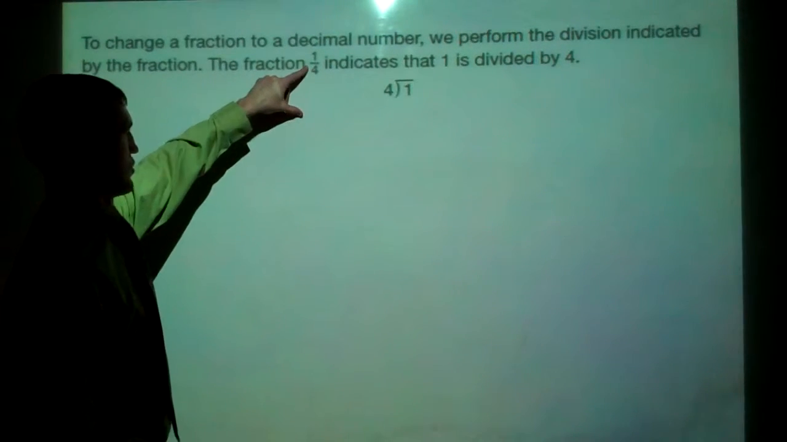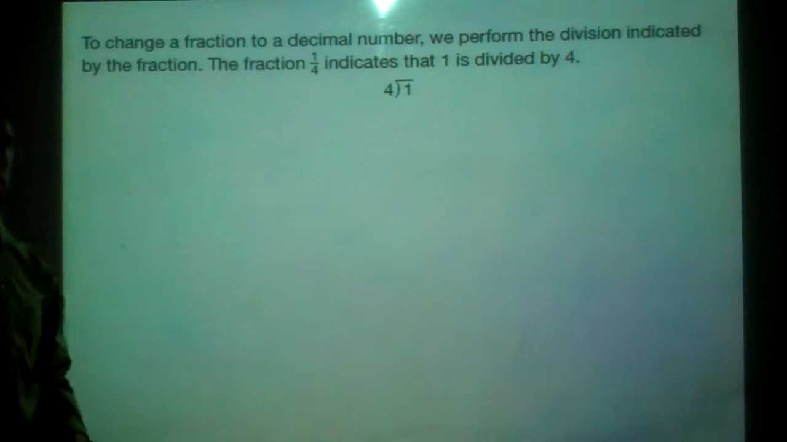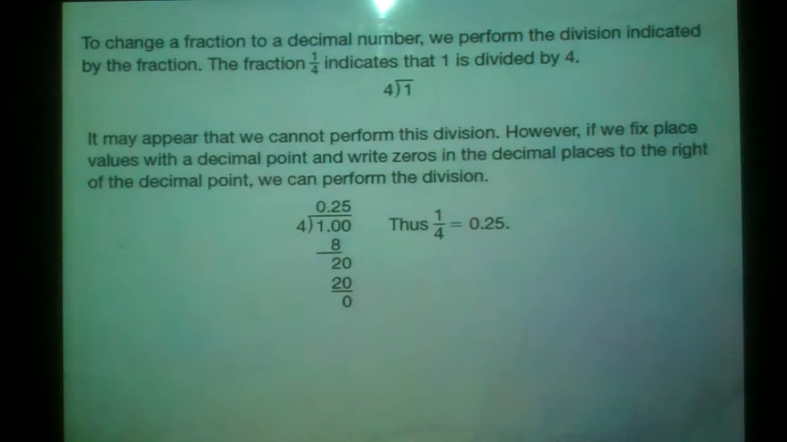Now, to change a fraction to a decimal, we're going to go backwards. We perform the division indicated by the fraction. So if we take the fraction 1/4, that indicates that 1 is divided by 4. Notice how 1 is on the inside here, 4 is on the outside. 1 divided by 4. So that bar, remember, means division. And whatever we're dividing by, that goes on the outside.